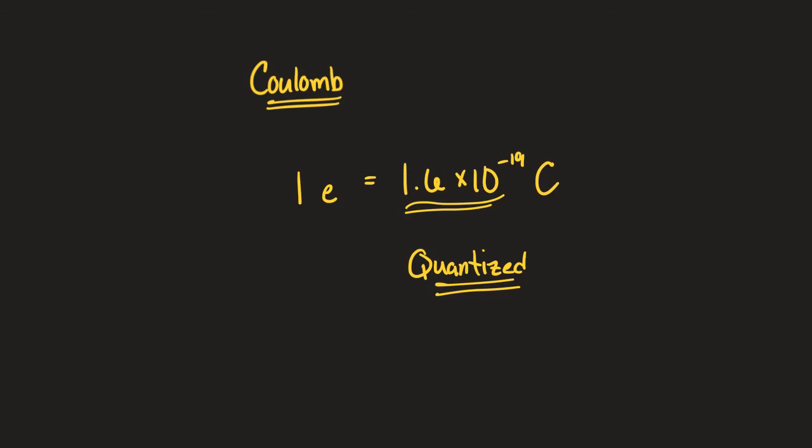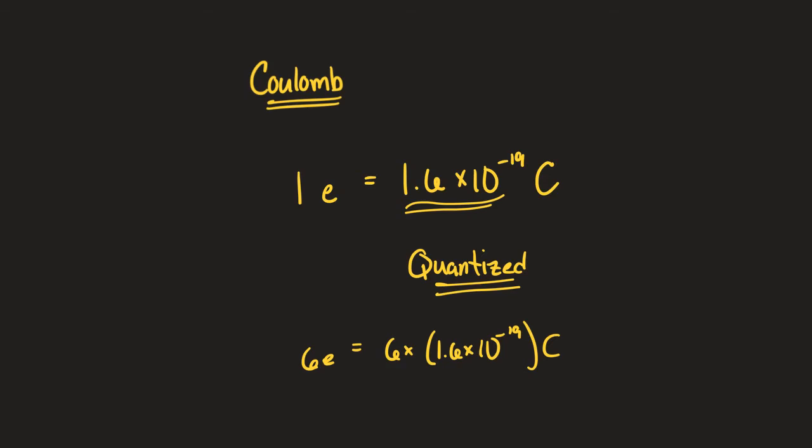So if I have 6 electrons, how much charge do I have? I have 6e, or 6 times 1.6 times 10 to the negative 19th coulombs. How much is that? That's the charge on a carbon atom. It has 6 protons, 6 electrons. The proton has the exact same amount of charge as the electron.